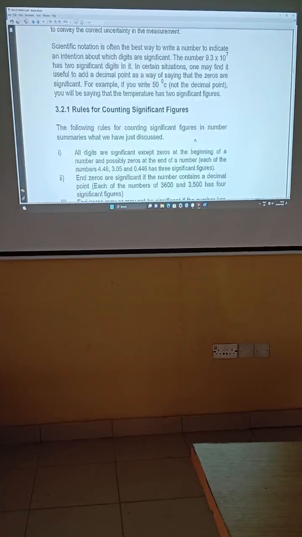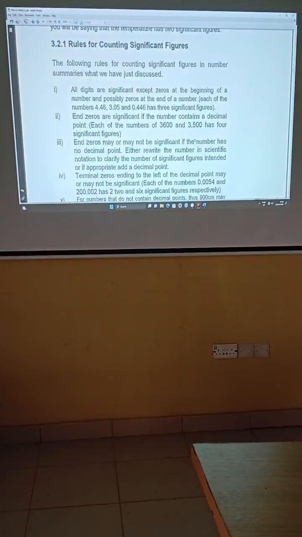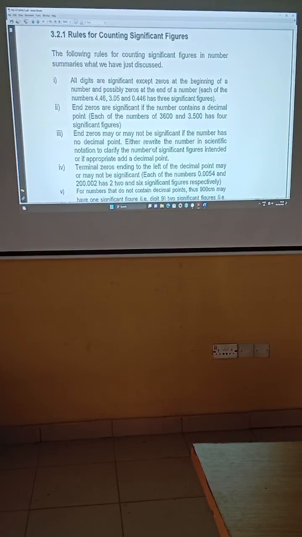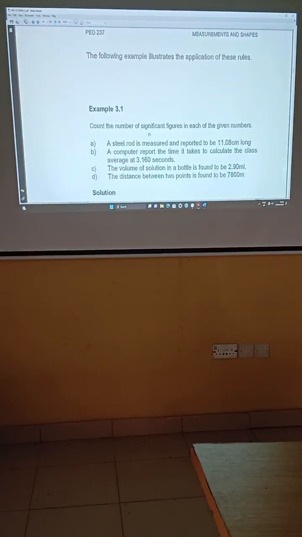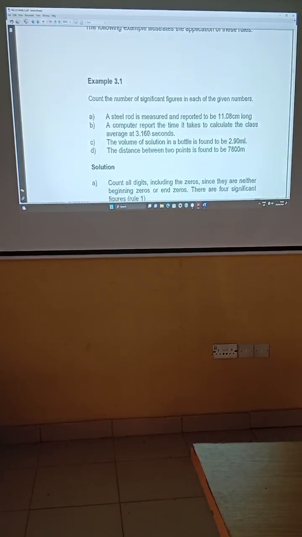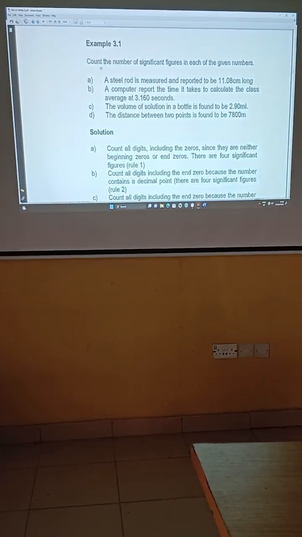So this is just a recap of what I've explained before. The rules for counting are very, very simple. To consider the rules for counting, let us take examples. Examples will make most of these things clearer to us. Alright? Example. Count the number of significant figures in each of the given numbers.